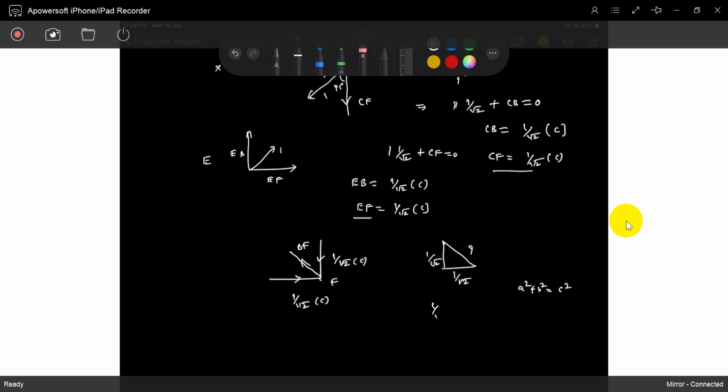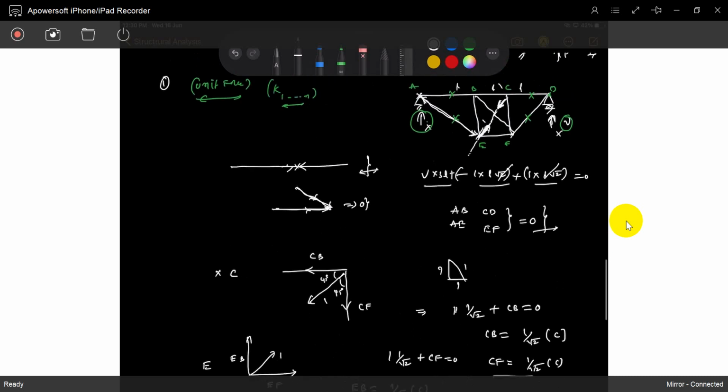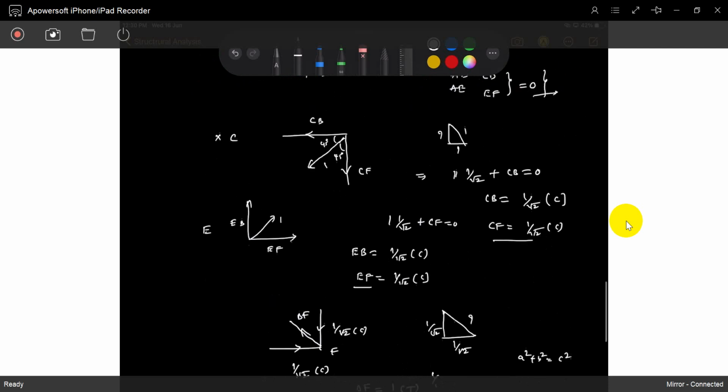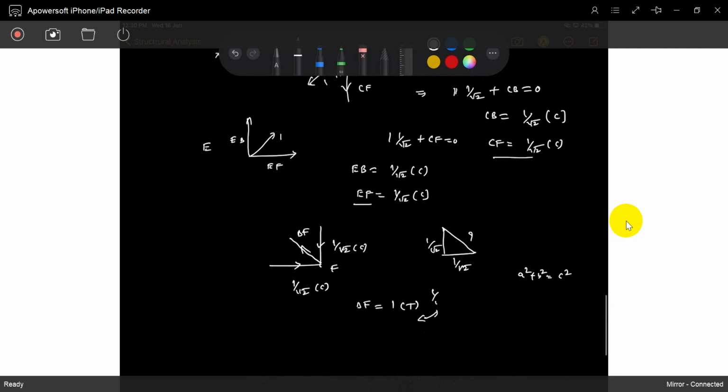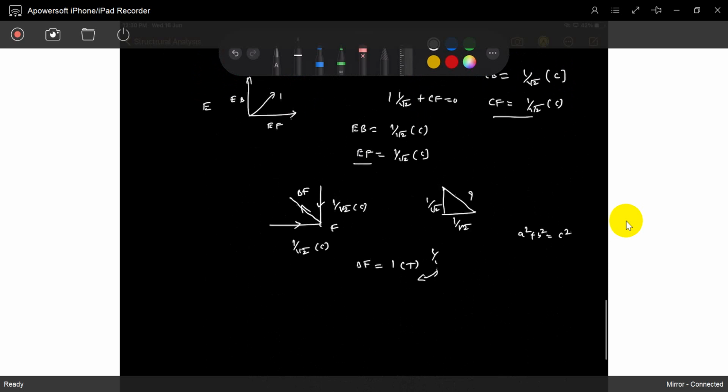1. So compulsorily this 1 by root 2 and this 1 by root 2 are balanced by BF. So BF is equal to 1, tension. Understood? 1 is tension. Same thing, BF is 1 tension. That's it. Understood? So we got everything.